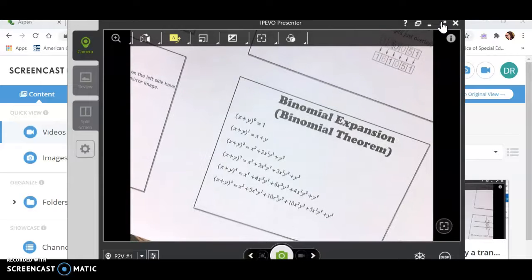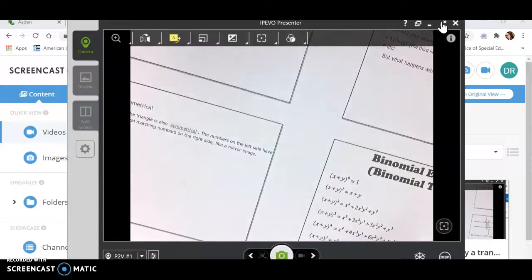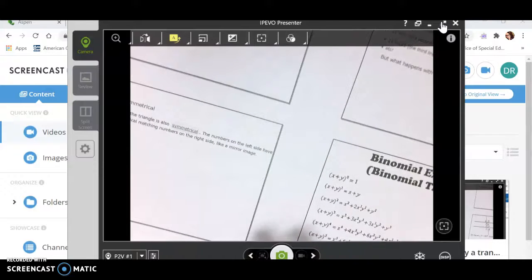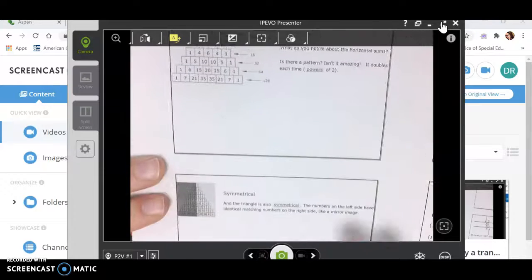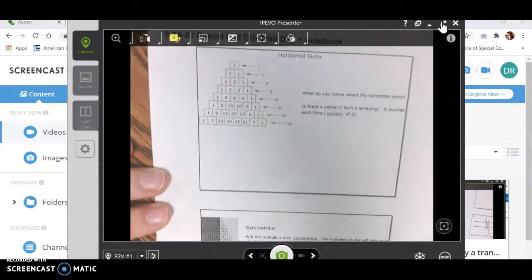All right, so how do we use this to help us in Algebra 2? Okay, so it's very simple. I know it looks complicated, but it's really not that bad. Okay, let's take a look at the horizontal sums.